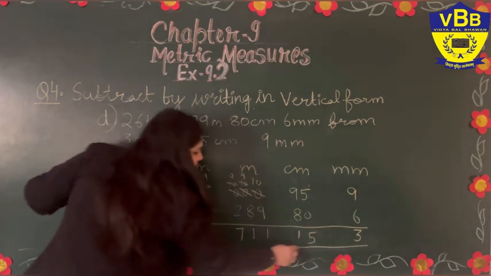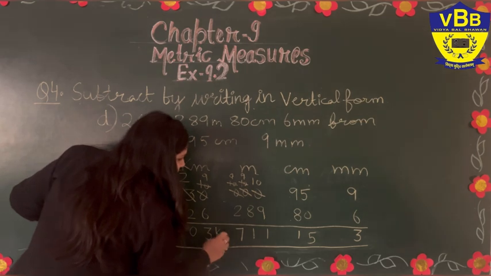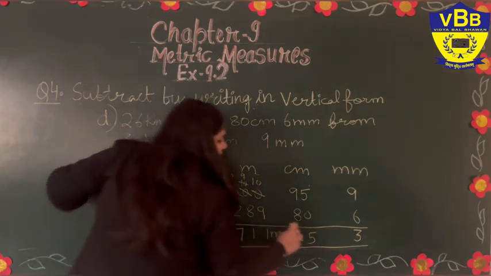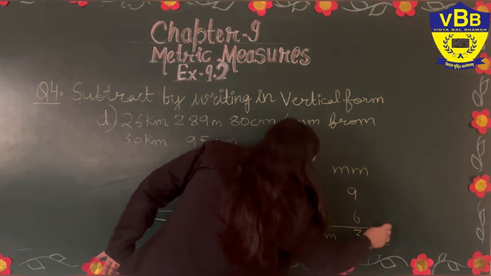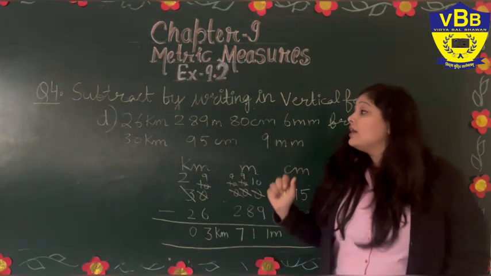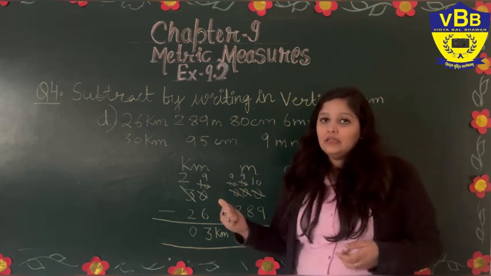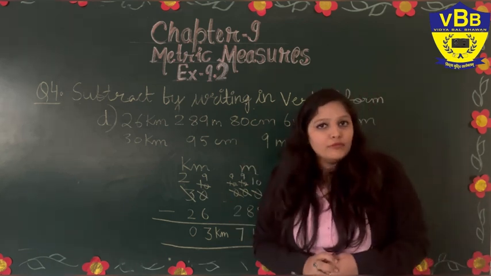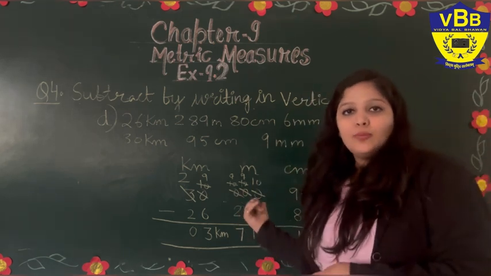Now we will write the units, right? Kilometer, meter, centimeter and millimeter, right? So you can note it down in your notebook. As you can see, we have done question number 4, A and B part. So B and C part will be your homework, right? So you can note it down in this part in your notebook.